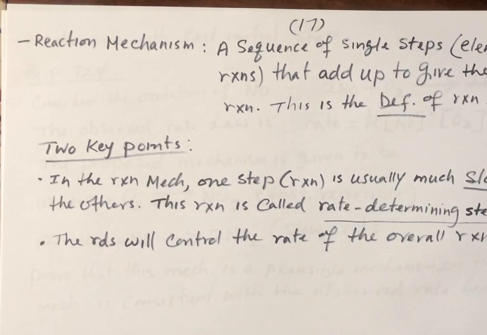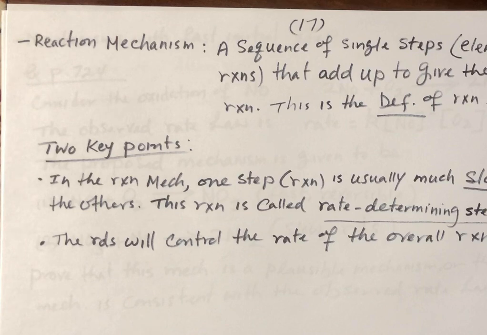Okay, now the last topic is called reaction mechanism. A reaction mechanism is a sequence of single steps. Those single steps are called elementary steps or elementary reactions. So it's a series of single steps known as elementary reactions, and those steps must add up to give the overall reaction.